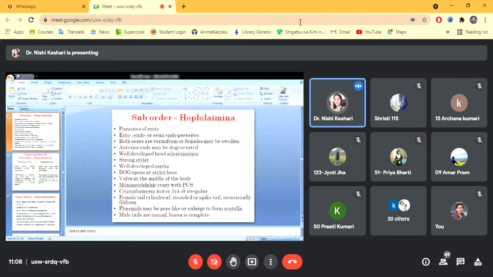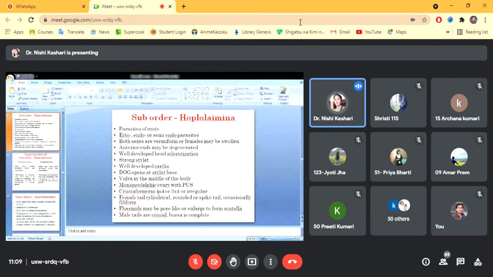Post-uterine sac means the basic structure of the ovary is one anterior and one posterior. But during the evolution, the posterior part of that ovary is reduced to become a sac-like structure. So that's why it is called post-uterine sac. In some nematodes it is present, in some it is not present, so this is also of taxonomic importance. Cluster formation may be 4 by 4 or 3 by 4 or irregular. Female tail cylindrical, rounded or spiked, occasionally filiform.